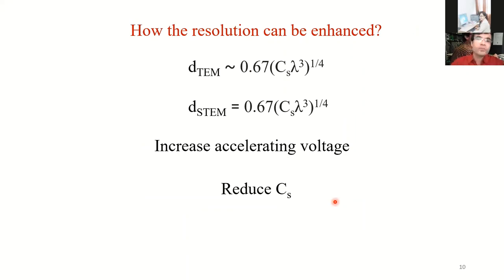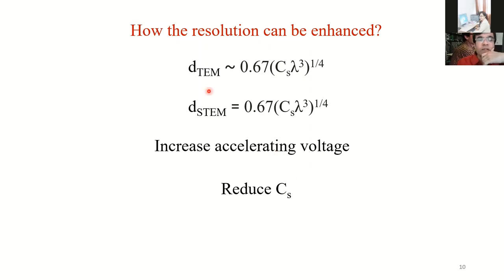Then, how can we improve the resolution? There were a lot of effortless attempts to develop aberration correctors, but most of them failed. So people came up with the process of increasing the accelerating voltage. So the accelerating voltage is increased. They were thinking about mega electron volt electron microscopy.